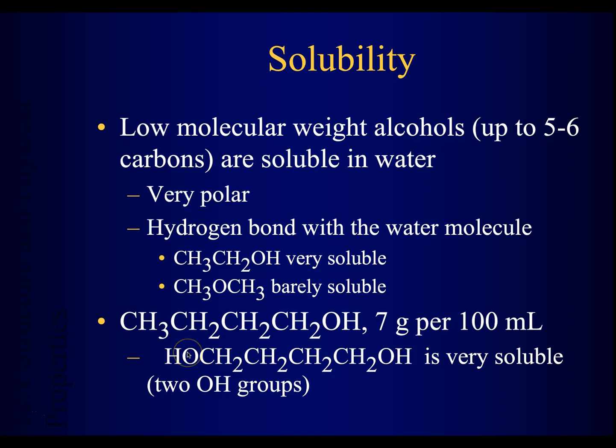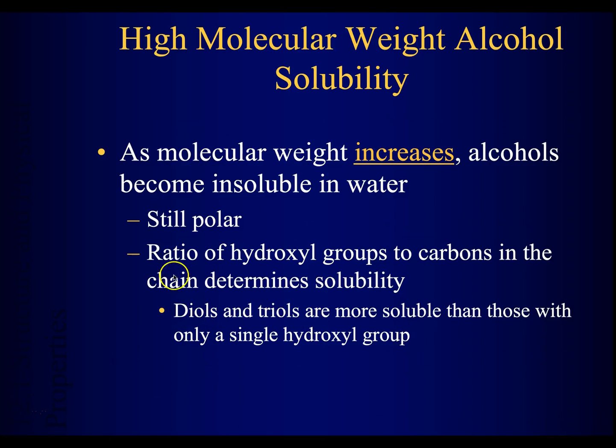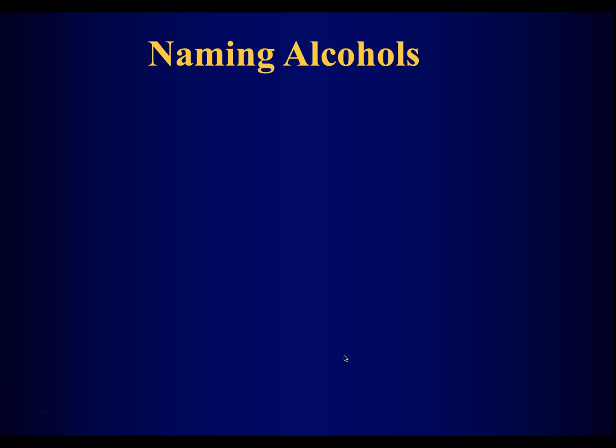Also, by talking about ends of molecules, I can actually have fairly long chains of alcohols that are soluble as long as I've got multiple OHs. If I've got an OH on either end, this is going to be a very soluble compound. So the solubility is going to be determined by the ratio of hydroxyl groups to carbons on the chain. So diols and triols, so compounds with 2 or 3 OH groups, are going to be more soluble than those with only single hydroxyl groups, since they'll have multiple areas around the compound that are going to be polar.